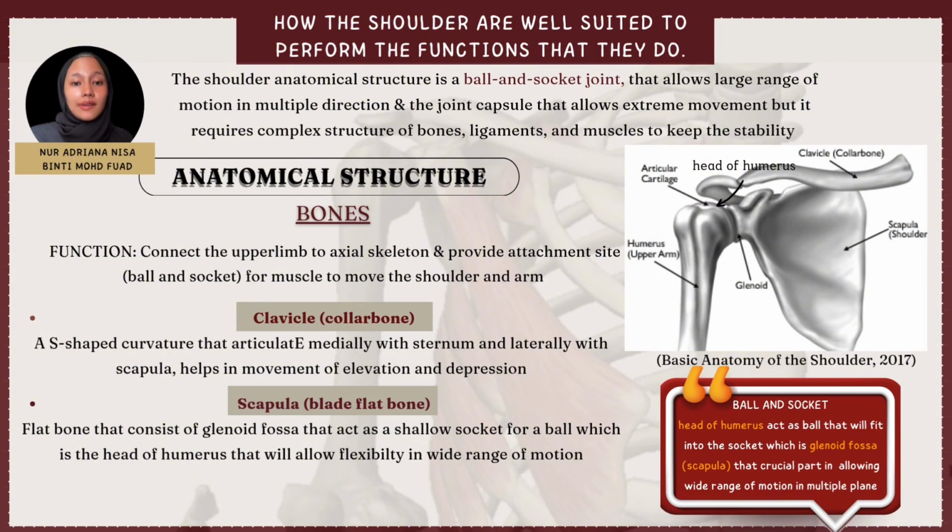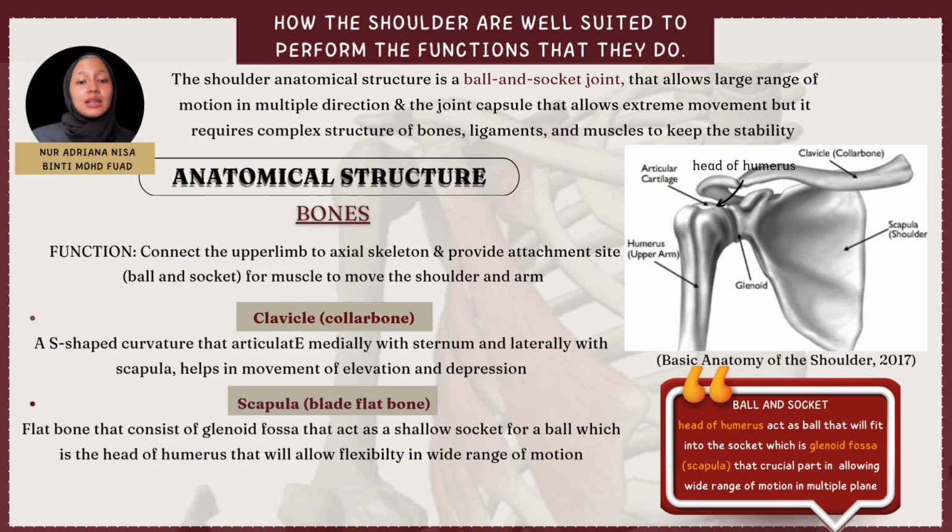So next, I'll be explaining how the shoulder is well suited to perform its function. The shoulder itself is a ball and socket joint, which gives us a wide range of motion in multiple directions. However, these movements need many types of bone, joint, and ligament to keep its stability. So we will begin with the anatomy of the bones. These bones connect the upper limb to the axial skeleton. I will begin with the clavicle, also known as the collarbone.